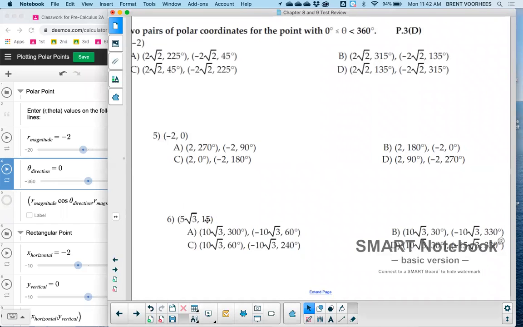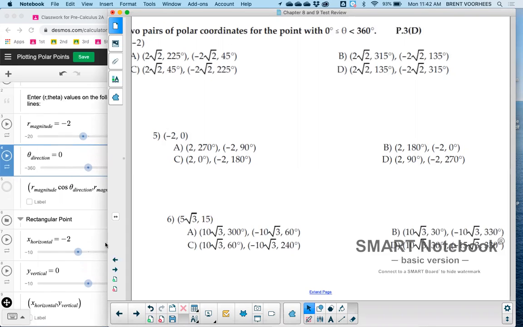Again, whenever you get a point, what you need to check is that second value. Does it have a degree symbol? Does it have a radian? If so, it's polar. This does not. No degree symbol, no radian pi symbol. So that means it's an x and a y. So we type this in as a rectangular point.